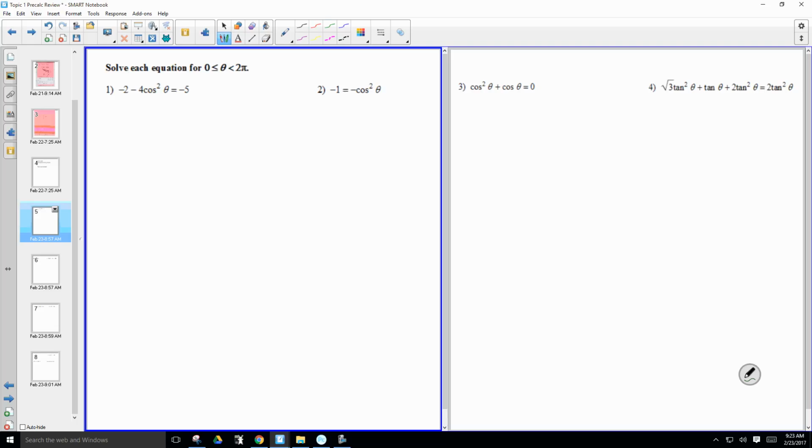Second one is already kind of solved. Multiply both sides by -1, and you get cosine squared equals 1. Take the square root. Don't forget when you take the square root, though, now it becomes plus or minus 1. So cosine is 1 at 0, and we are including 0 according to our domain.